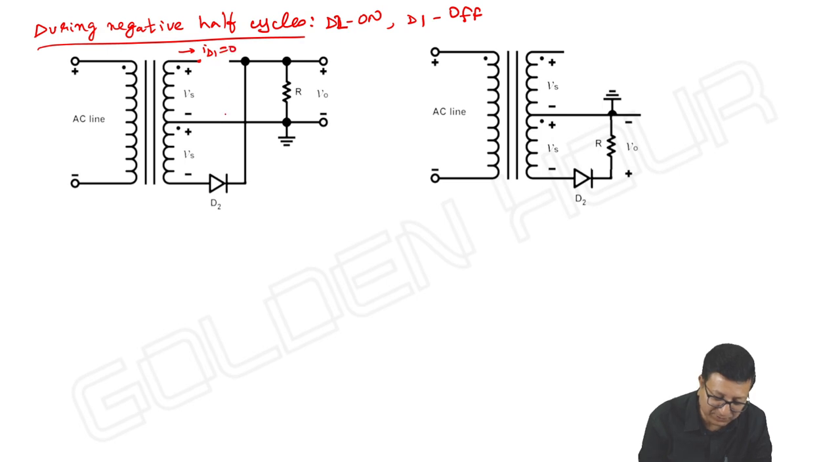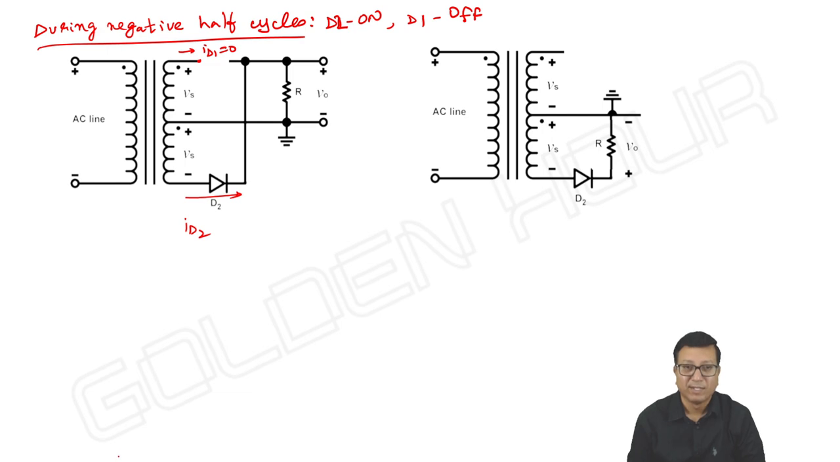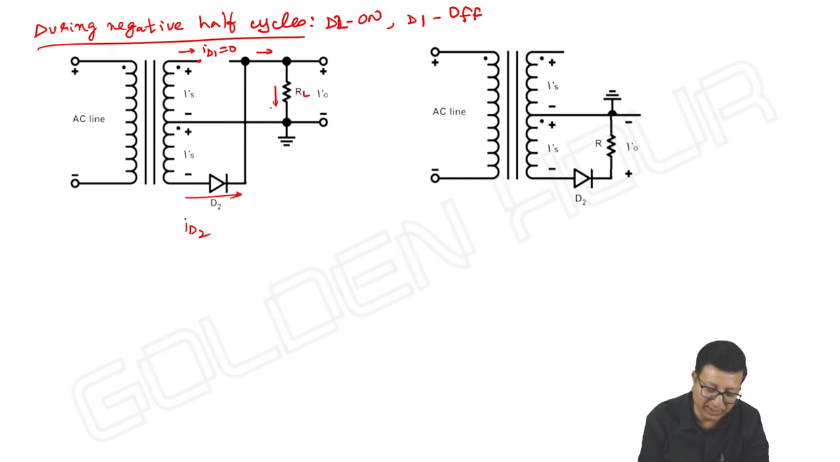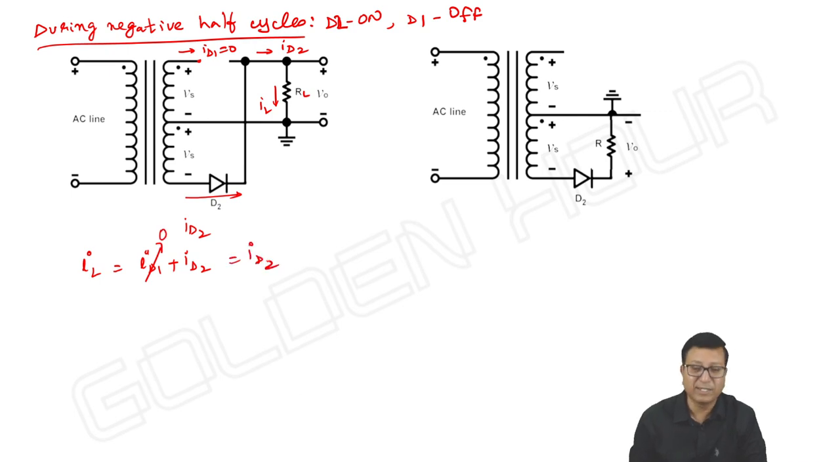So here what about ID1? ID1 is 0 and ID2 will be flowing. Anyway, the current coming here is ID1 plus ID2. This is RL, IL. What comes here? ID2 only comes, and IL is equal to ID2. So overall, how is the current flowing? We know IL is equal to ID1 plus ID2. So ID1 is 0, so IL is equal to ID2.